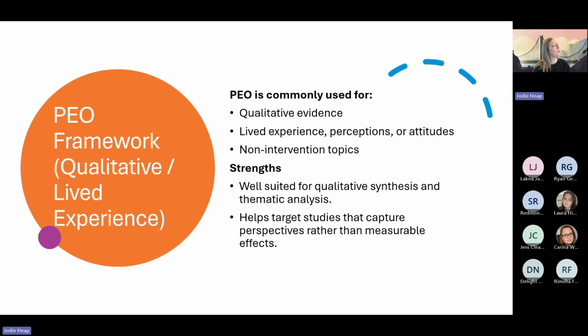It's commonly used for qualitative evidence, lived experience, perceptions or attitudes, or non-intervention topics, and is well suited for qualitative synthesis and thematic analysis, and helps target studies that capture perspectives rather than measurable effects. So I quite like that one as well.